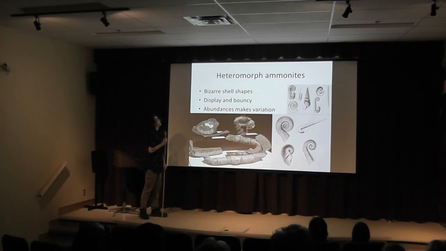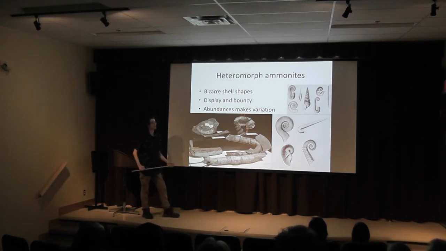A more interesting form are the heteromorph ammonites. These ammonites are very bizarre, as they have very radical shapes like candy canes and hooks and spirals. And paleontologists speculate these were used for differentiating the different species, as well as display and buoyancy. And because of the abundance of ammonites and their ability to breed and diversify quickly, there's a lot of mutations and different forms of shells, like birth defects, and those eventually made new variations in species over time.